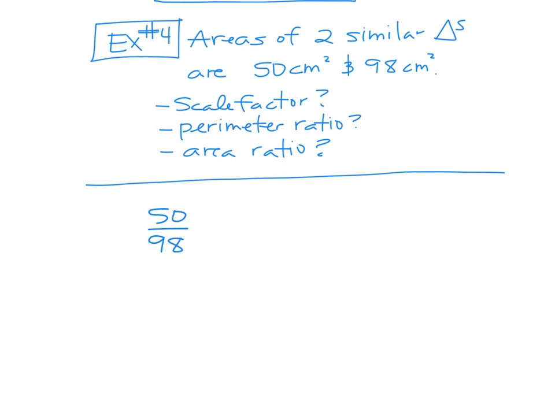However, what should we do to that before we call it an area ratio? Reduce, right? It is area already, but you have to reduce it. So if we reduce this, it's 25 to 49. Okay, so this right here is an area ratio. But I want a scale factor and a perimeter ratio. What do I have to do?